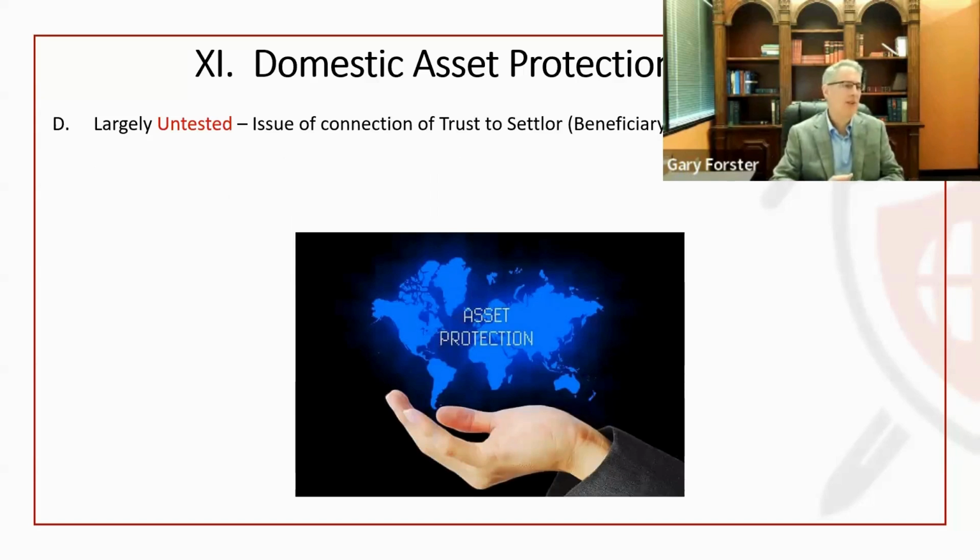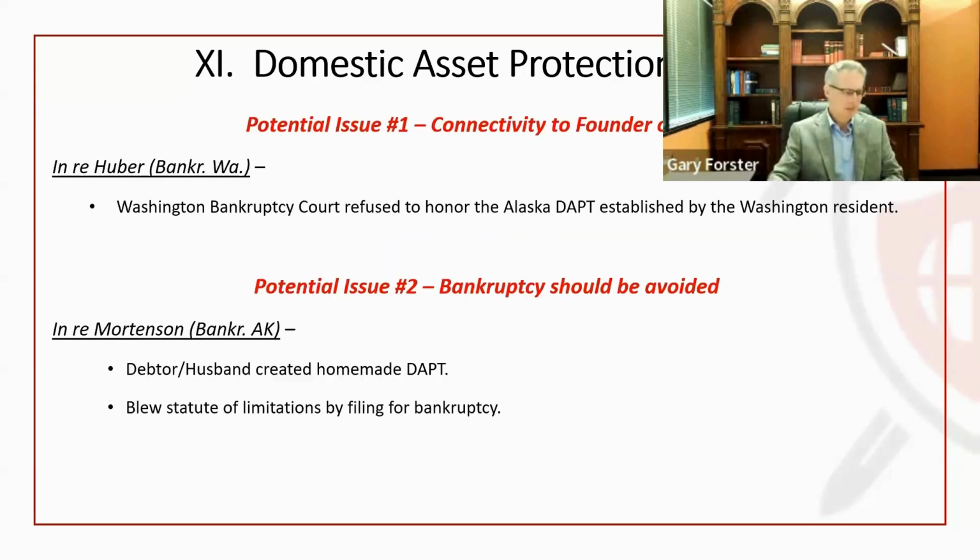It's largely untested in a court setting. There are several cases, some are favorable, some are not favorable with the domestic asset protection trust. The unfavorable cases are usually abuses. Here are two. So in Huber, we had a developer who got into financial trouble, who had created a trust in Alaska. But the trust really failed to create an adequate connection to Alaska. That's number one. Number two, Huber filed bankruptcy.